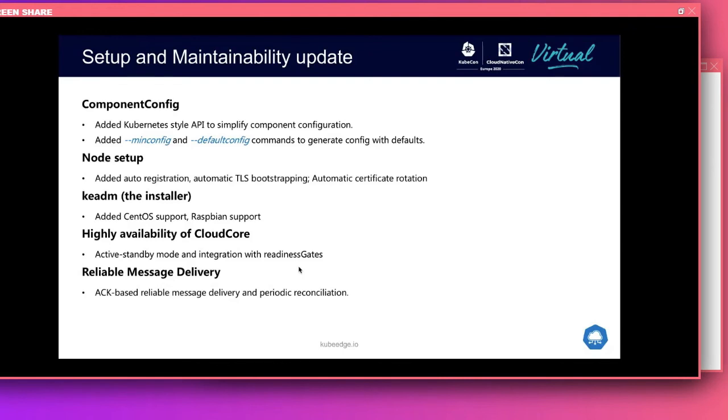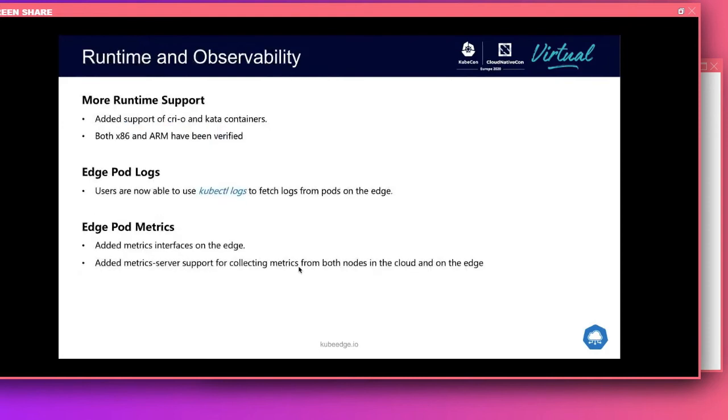Okay, and another thing is that we improved the reliable message delivery between cloud and edge to make the whole system more stable. And for container runtime, the community verified the integration of CRI-O and Kata Containers, and both the x86 and ARM architectures, especially ARM v7 and v8, are verified.